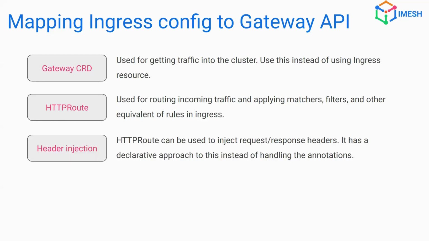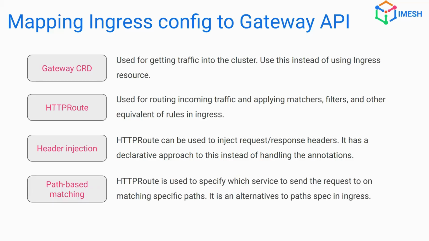One of those things is header injection, and you can use HTTPRoute to inject request or response headers in your entire request flow before reaching the service. And it has a very declarative approach as compared to the annotation based approach we have already seen in Ingress.